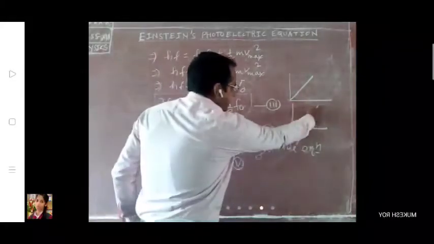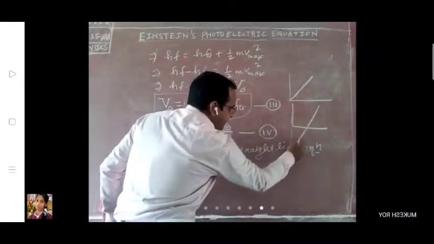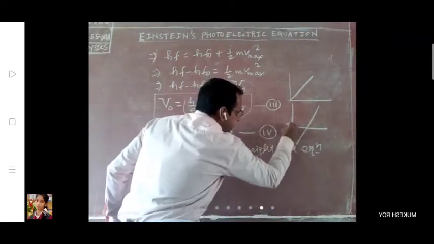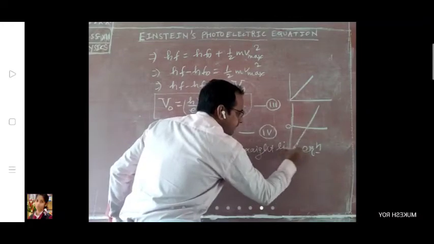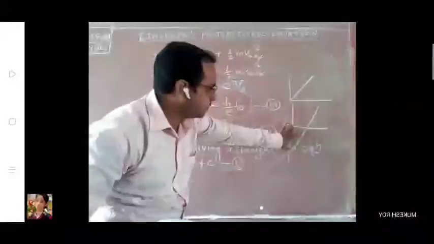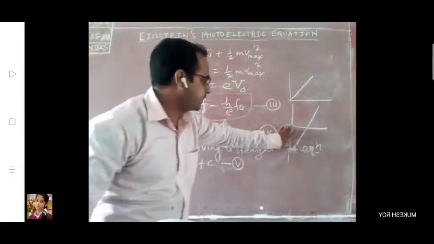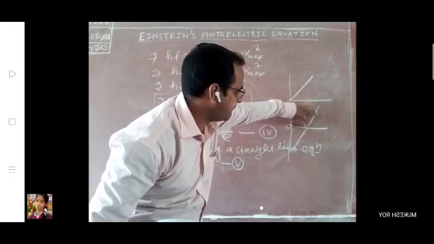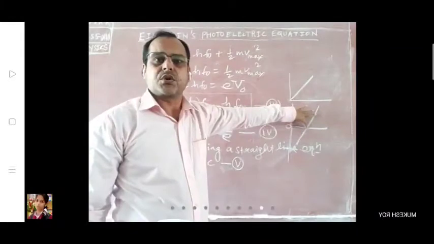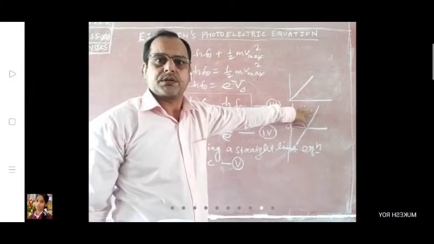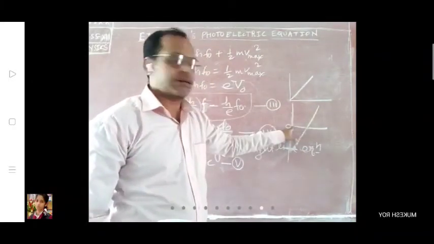That is, this line will cut this y-axis on the negative side from the origin somewhere, and this is equivalent to the intercept. And this, from here to here, we have discussed, is called the work function of the metal surface. That's why this graph cannot start from here.